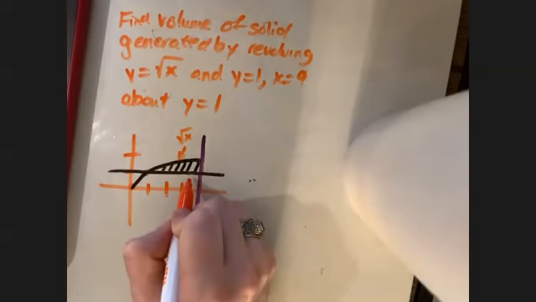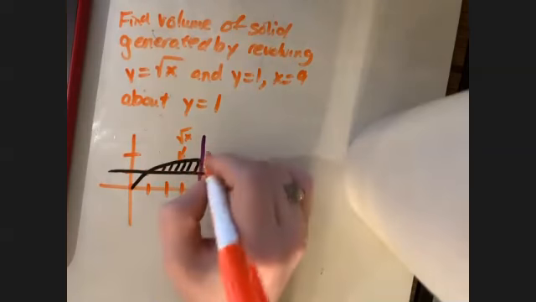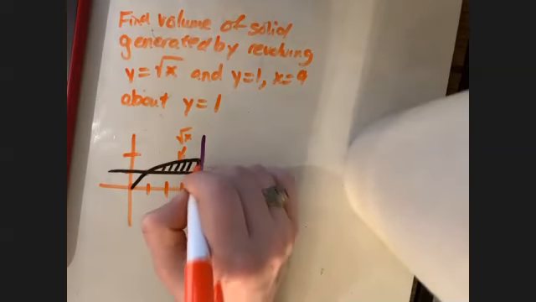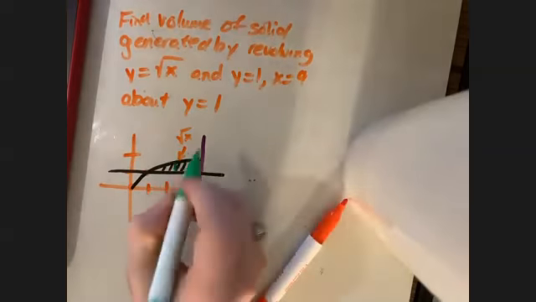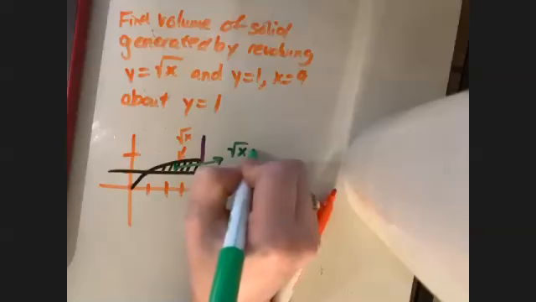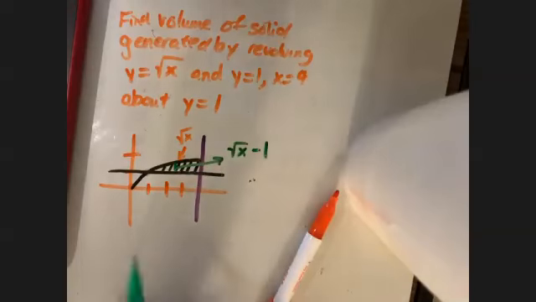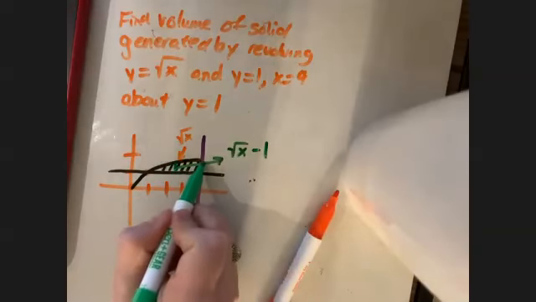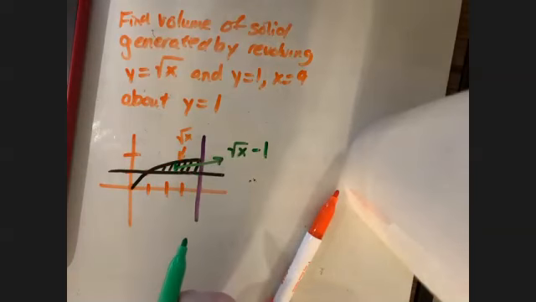If I was going to do a radius out of here, it would be square root of x minus 1. Whatever this is, let's go out here at the edge. If I picked 4, we're at 2, but that distance would be 2 minus 1, a length of 1. So this is going to be our radius.